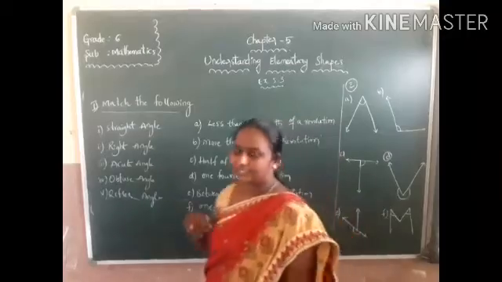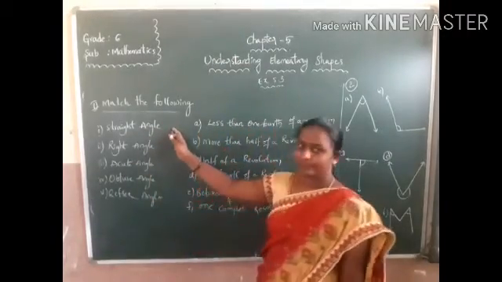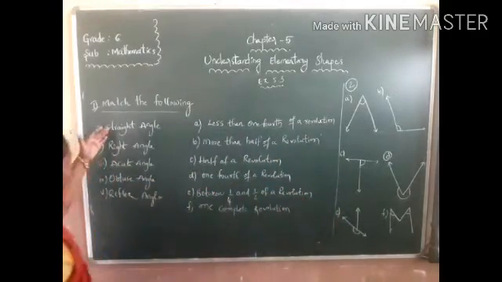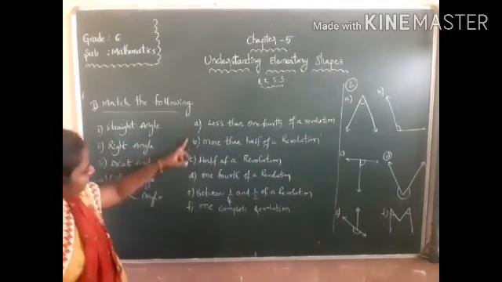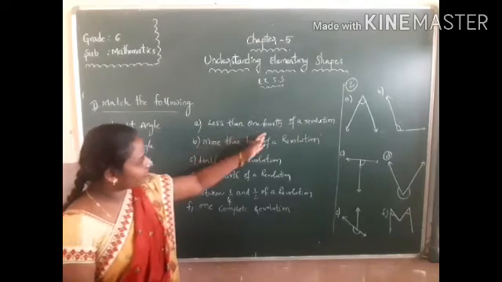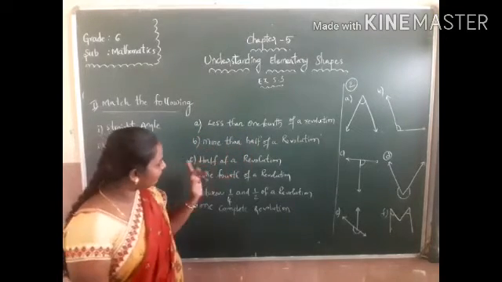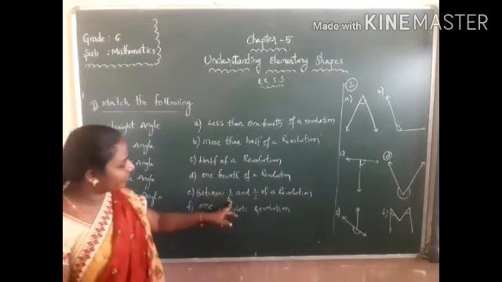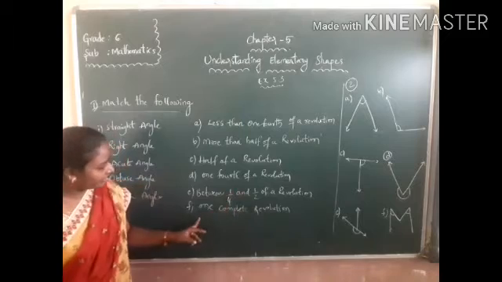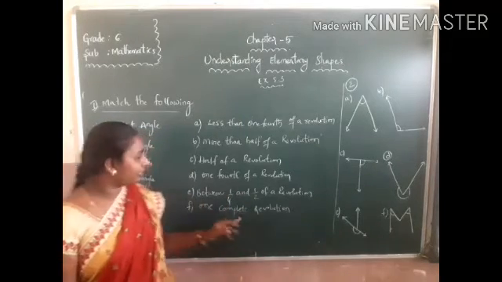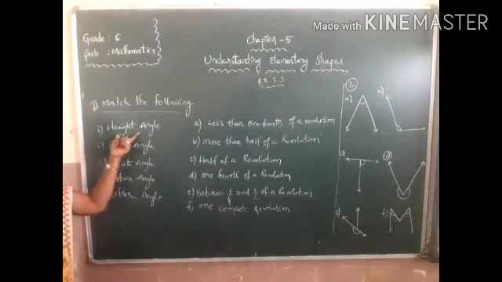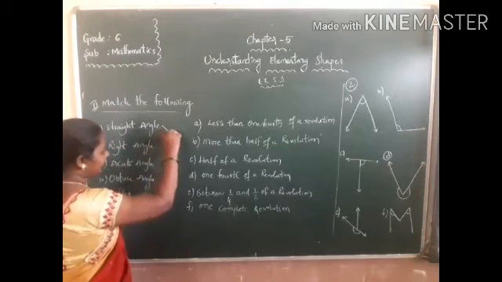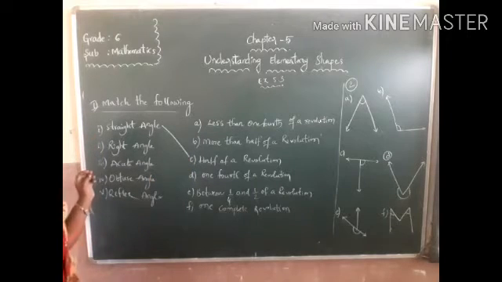Based on that angle, we have to do matching here. Match the following. Straight angle. The options are: less than 1/4 of a revolution, more than half of a revolution, half of a revolution, 1/4 of a revolution, between 1/4 and 1/2 of a revolution, one complete revolution. Now tell me, straight angle is half of a revolution.